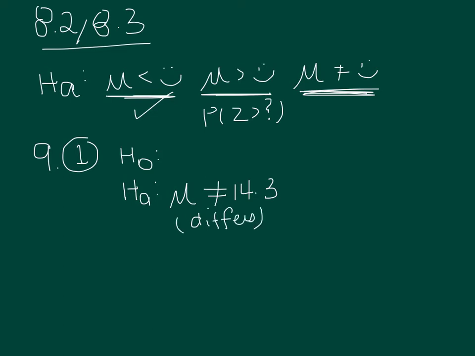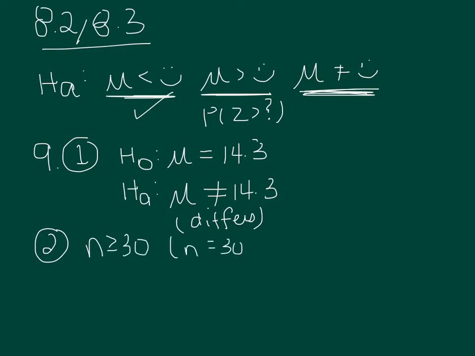And then in the H naught, the mean equals 14.3, because if the revised exam doesn't actually differ, it would still be equal to the old one of 14.3. So that's step 1, to get our hypotheses. Step 2, we do have n greater than or equal to 30. We have exactly 30, so that gives us the condition that tells us we can use a z-test. That's the checking of the conditions and deciding what test we're going to use.